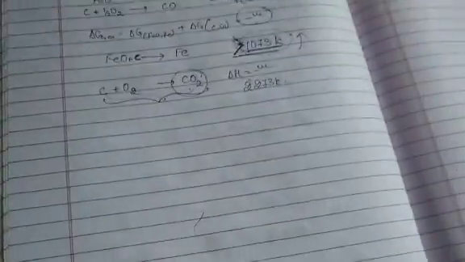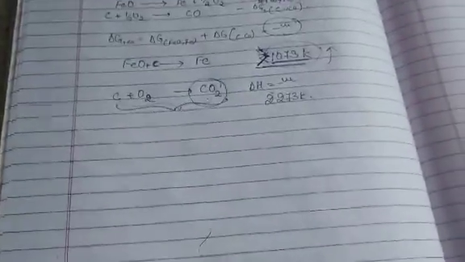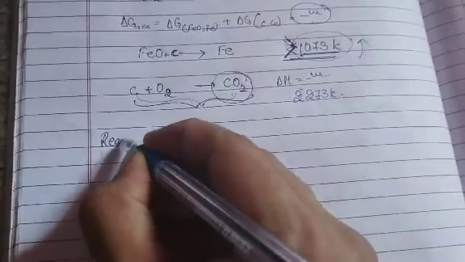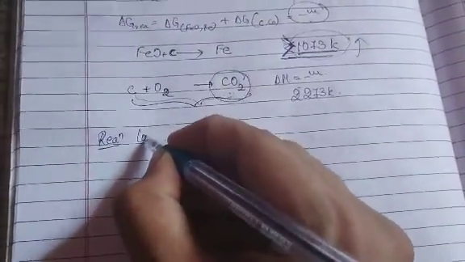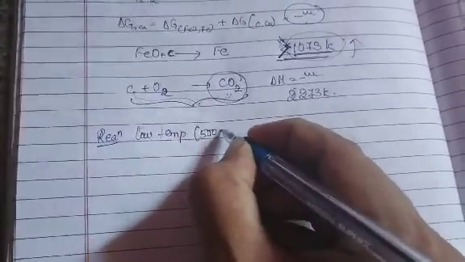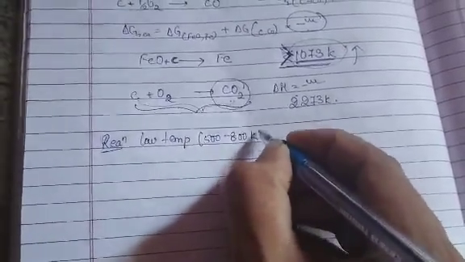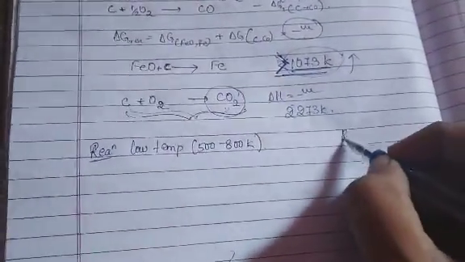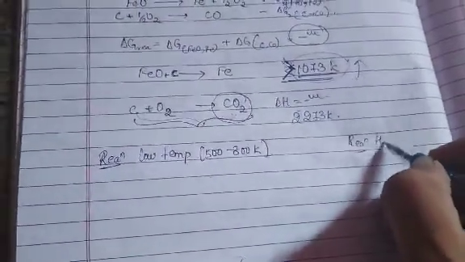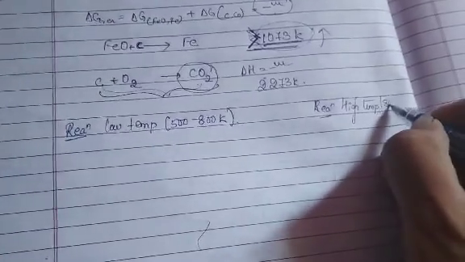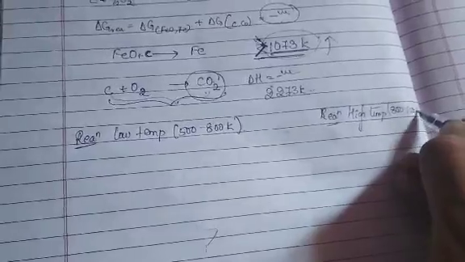So basically in the blast furnace, we have two sets of reactions. First, the reactions undertaken at low temperature, that is in the range of 500 to 800 Kelvin, of course, that is from the top. Then the reactions taking place in the high temperature zone, that is 800 to 1500 Kelvin.